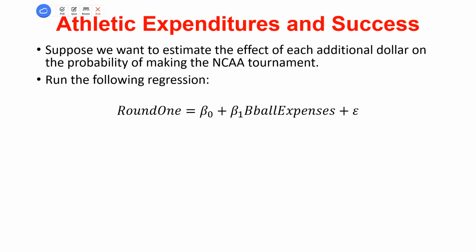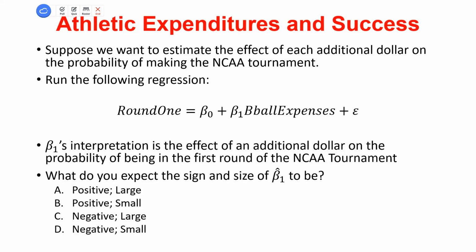What do you think is probably true about the sign of that beta 1, this slope coefficient? It's probably positive. If I spend more money on my basketball program, I can attract higher quality coaches, athletes, etc. So I probably have increased success, an increased probability of making the tournament. What do you think is probably true about the size? Yeah, why? It's 1 unit. It's 1 additional dollar. That's nothing. Okay, I can find the effect of $1.